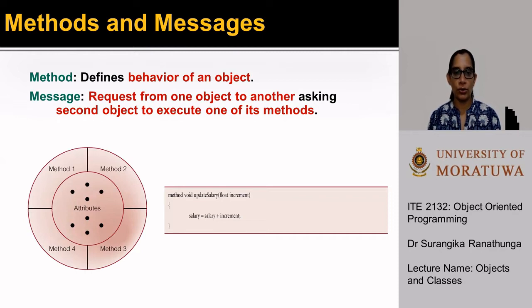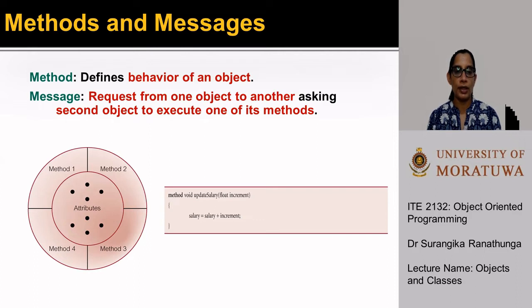Assume this shows the employee class. As you can see, we have the attributes, and then we have method 1, method 2, method 3, method 4. Now assume one of these methods is the update salary method. So some other object, let's say the HR object, human resource object or something, will call this update salary method. Then what will happen? The salary of the employee will be changed. So salary is an attribute.